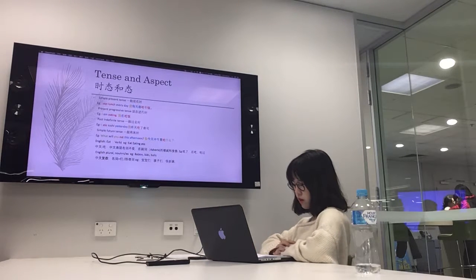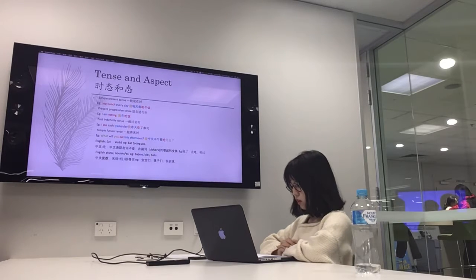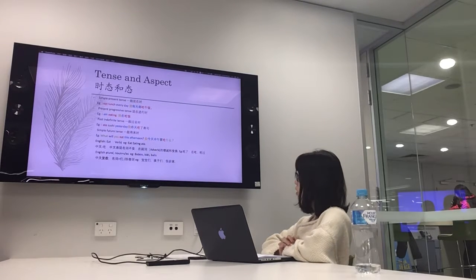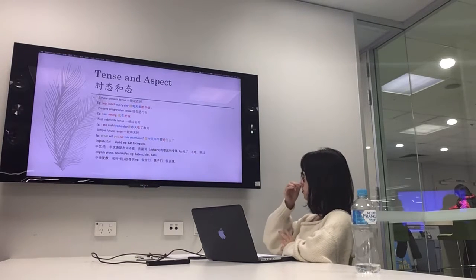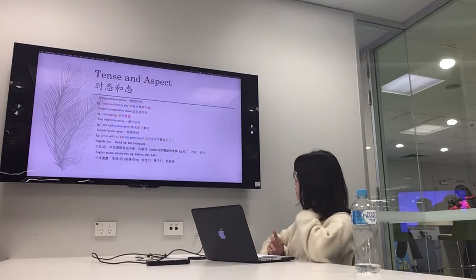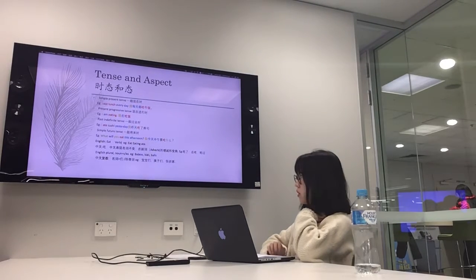And about tense, actually Chinese has no tense. In English, they use different verb tenses to express tense. When we say, for example, I eat lunch every day, it's a simple present tense. The eat means 吃. 我每天都吃午饭. 吃 equals eat.